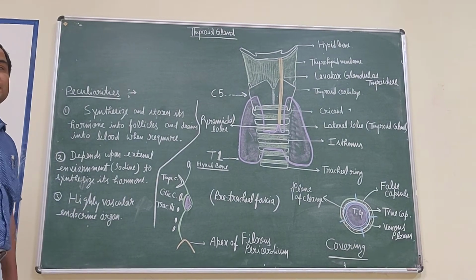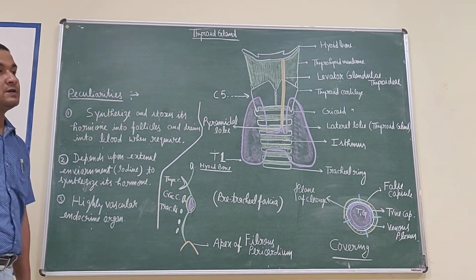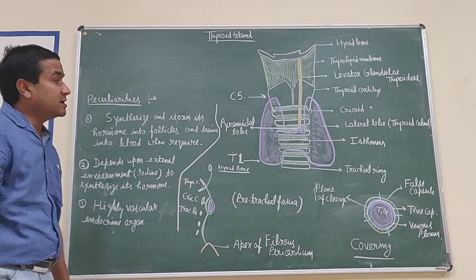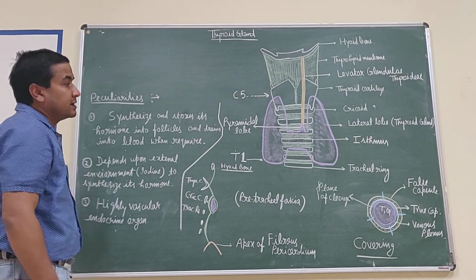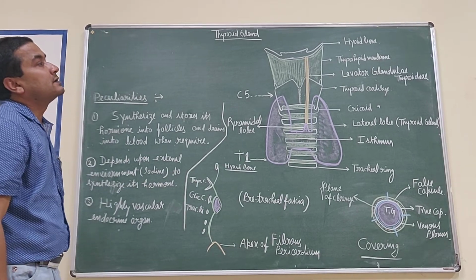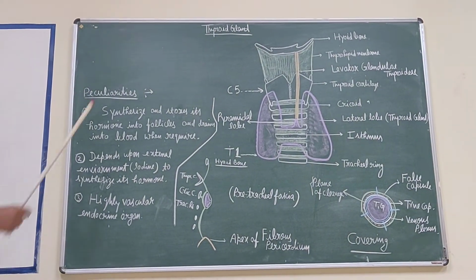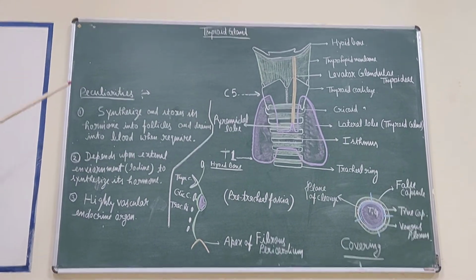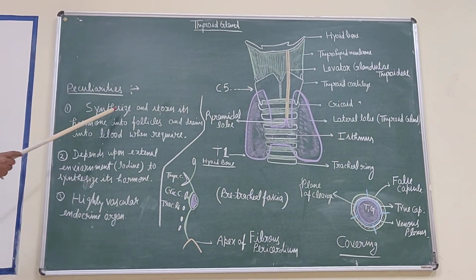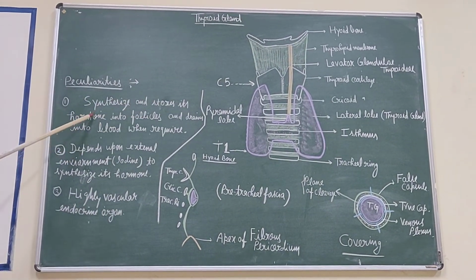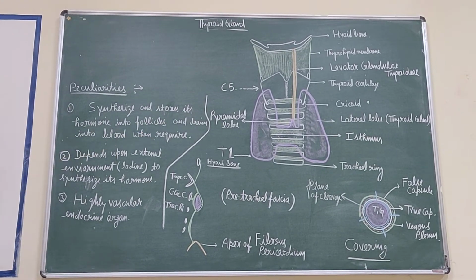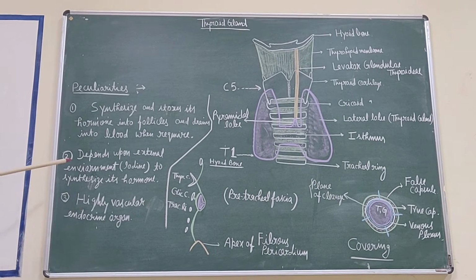Today we will discuss the thyroid gland. This thyroid gland is an endocrine gland situated in the lower part of the neck, in front and at the side of the trachea. If you see the peculiarities of this thyroid gland, this is the only endocrine gland which differs from the other endocrine glands because it synthesizes and stores its hormone in the follicles and drains it into the blood when required.